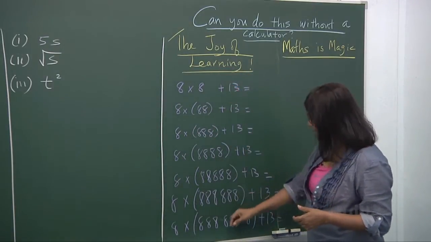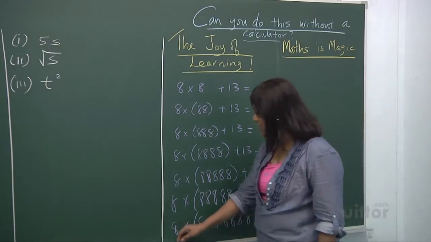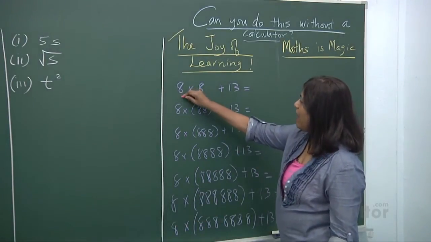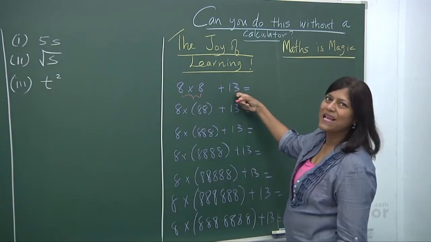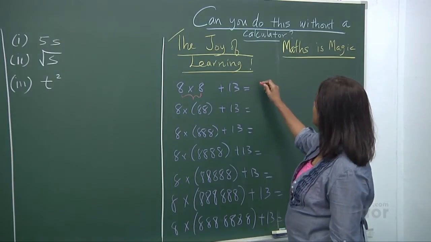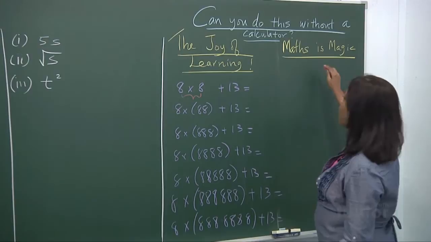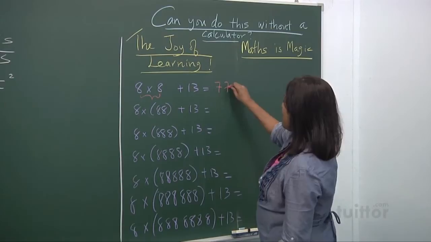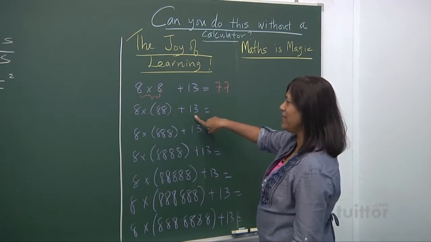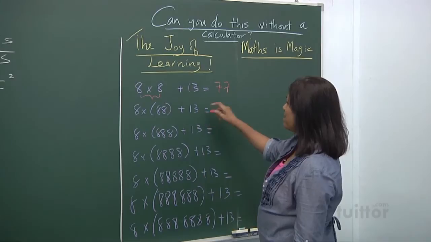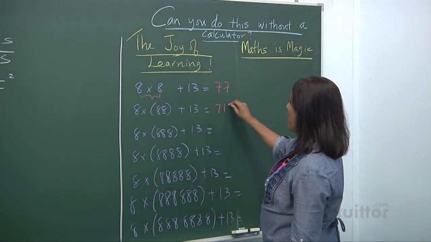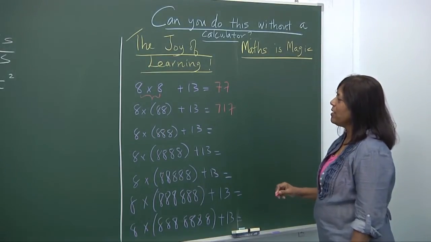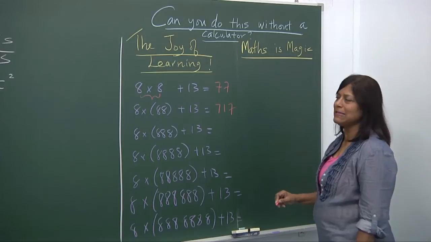Let's look at it. 8 times 8 plus 13. Oh, it's BODMAS. You have to multiply first. This is 64 plus 13, which is 77. Now 8 times 88 plus 13. Amazing, there is this pattern of a 717.